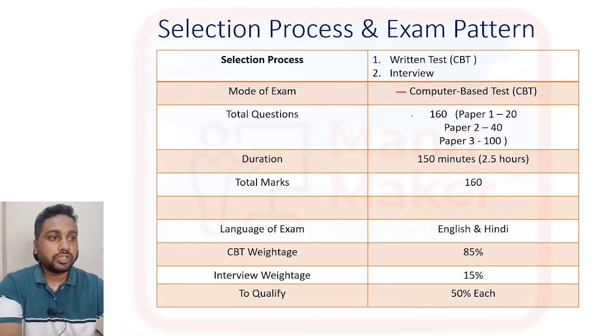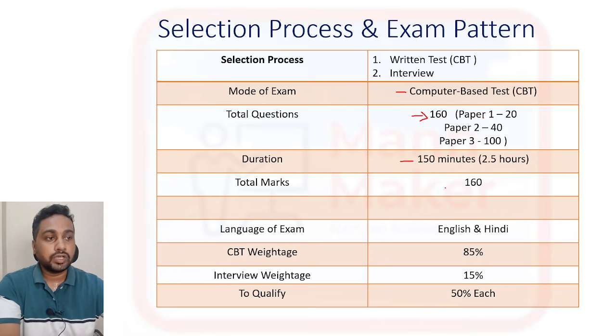In this CBT, you will get a total of 160 questions, in three papers: Paper 1, Paper 2 and Paper 3. Paper 1 consists of 20 questions, Paper 2 consists of 40 questions, and Paper 3 consists of 100 questions. For these 160 questions, you are going to get a total of 150 minutes, that is 2.5 hours, for this CBT exam.